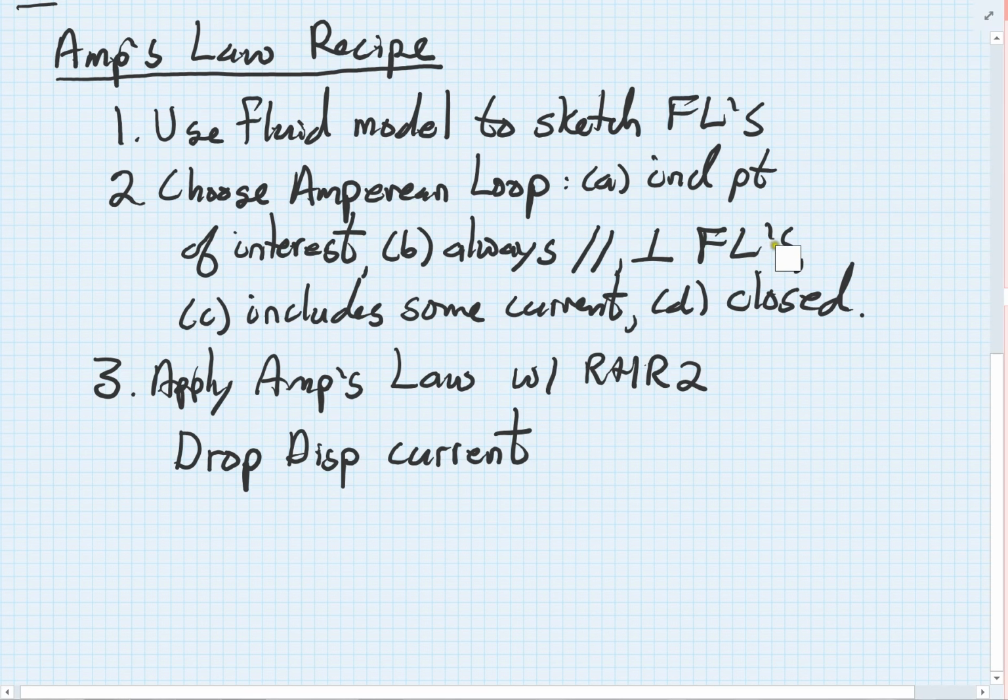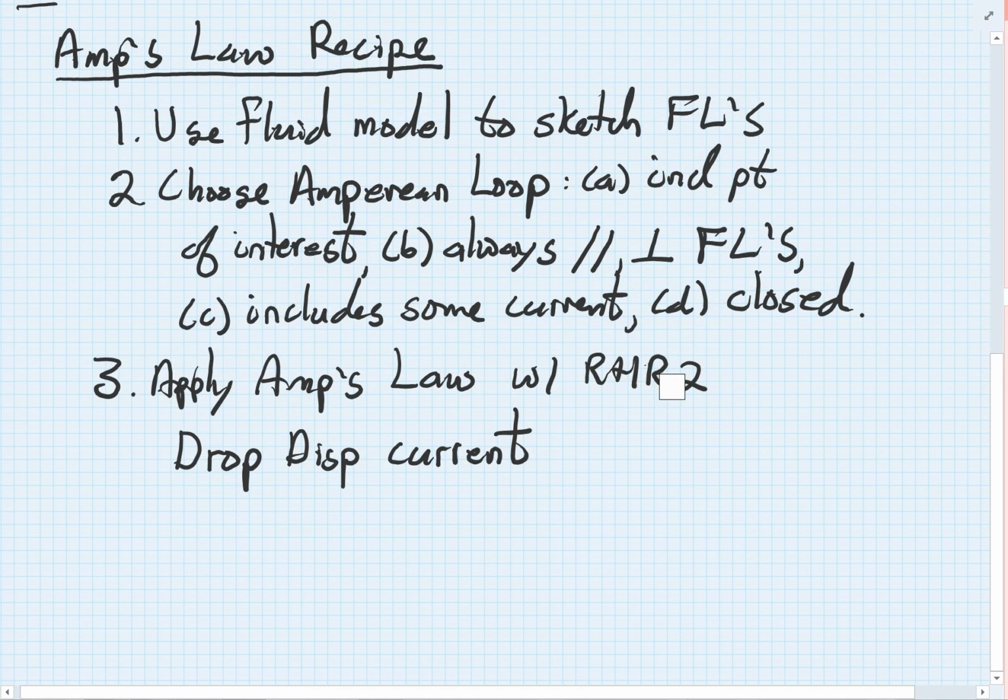The third issue is that this closed loop has to include some of the current, otherwise we'll be just getting 0 equals 0. And the final thing to keep in mind is that this Amperian loop has to be a closed loop. Just like the Gaussian surface had to be closed, this has to be a closed loop that loops back onto itself. The third step, of course, is we then apply Ampere's law with right-hand rule number 2, meaning that when we determine the signs of the currents and the various fluxes that we have to calculate, we have to use right-hand rule 2 to determine what is the positive sense of the current going through the area.